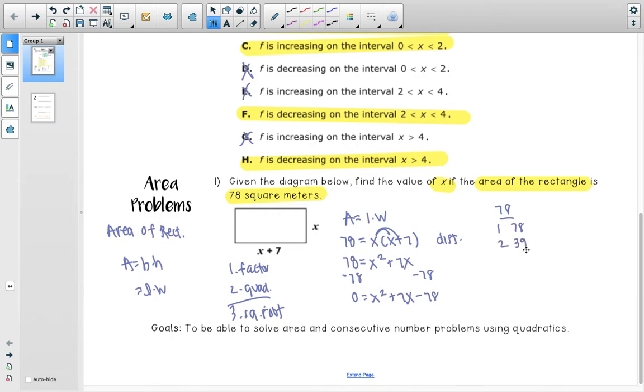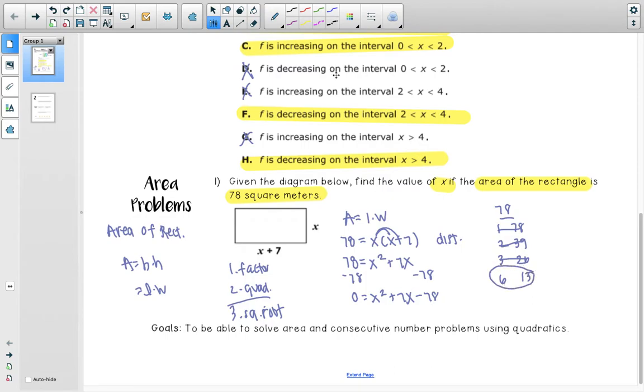78 divided by 3 won't work. Oh, I lied, it does. It's 26. Still doesn't give you 7, so I'm crossing those out, not an option. 78 divided by 4 is 19 and a half. 78 divided by 5 won't work. Divided by 6, and it's 13. And what's the difference between 13 and 6? 7. So this is our factors.